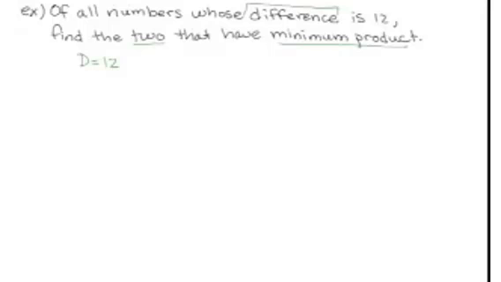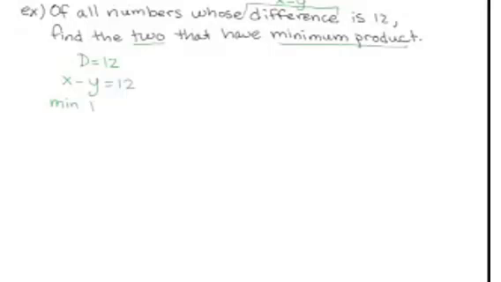Well, difference can be written as X minus Y, or you could write it as Y minus X, but I'll say X is the bigger number. So X minus Y is 12. So let's put these together. So we know that X minus Y is 12, because we want their difference to be 12, and we want to find the minimum product.